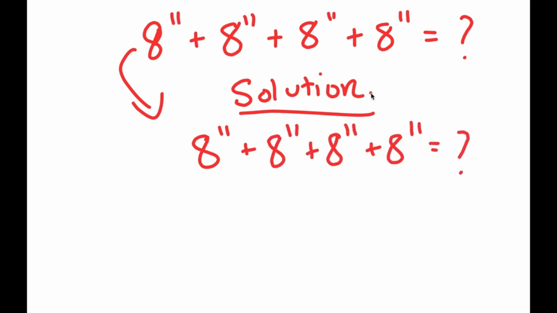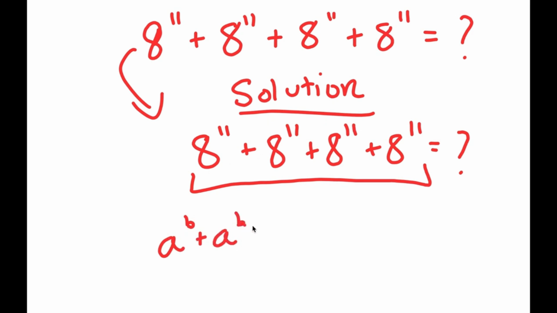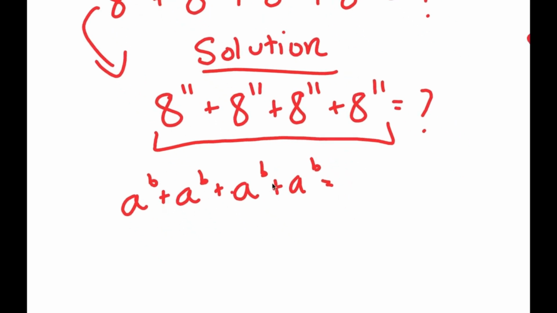Now, notice how all of these terms here are the same. So I have all the same terms adding with each other. And if I have something in the form a to the power of b plus a to the power of b plus a to the power of b plus a to the power of b, I can simply factor out a to the power of b from here. So I get a to the power of b times, well, a to the power of b divided by itself is 1. So I get a to the power of b times 1 plus 1 plus 1 plus 1.